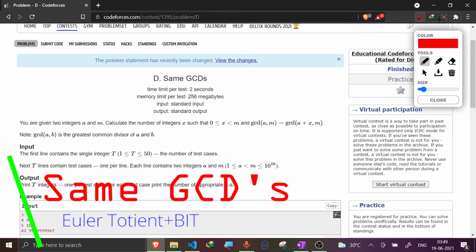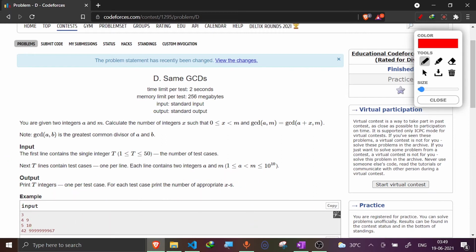Hi guys, today I'm going to discuss a question based on GCD. So basically the question is pretty simple. You would be given two integers a and m, and you need to find all the x between 0 and m such that on adding it with a and taking GCD with m, we get the same GCD that we get by a and m.